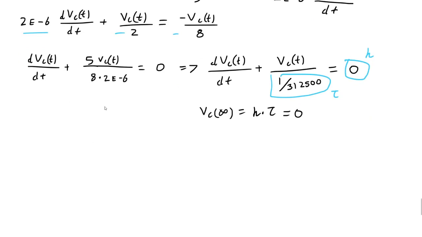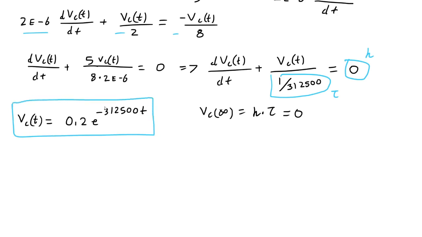Using the solution for a differential equation, VC(t) is VC infinity, which is 0, plus the initial value, VC(0-), which is 0.2 volts, times e to the minus t over tau, so that's going to be e to the minus 12,500 t. So that is our expression for the voltage.